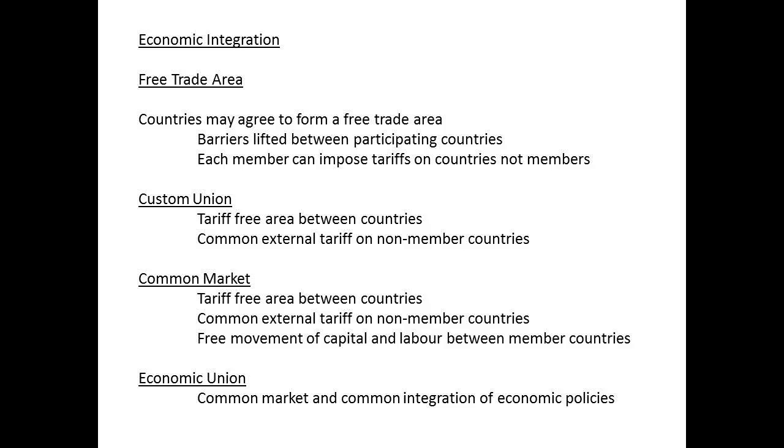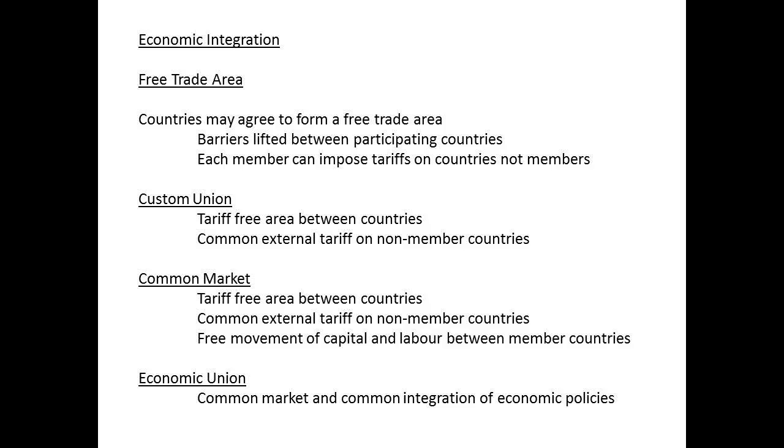There are a number of ways in which countries may come together for economic integration. In a free trade area, the barriers are lifted between the members, and each country can still then impose barriers on non-members. In a customs union, there is a greater degree of integration. The member countries still have a tariff-free agreement between members, but they now have a common agreement on external tariffs for non-member countries.